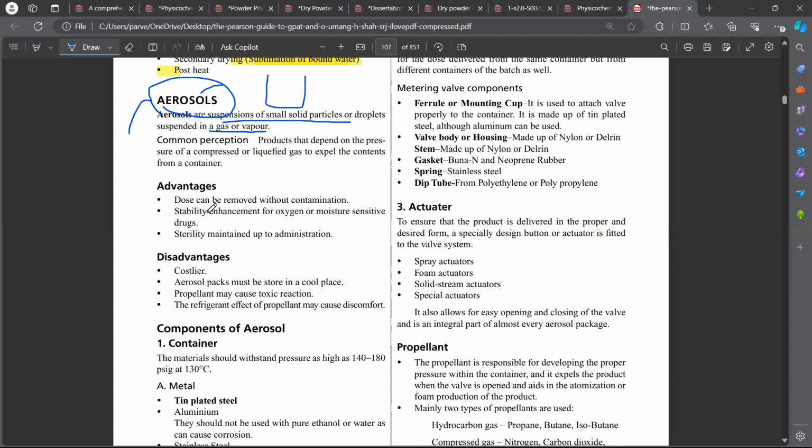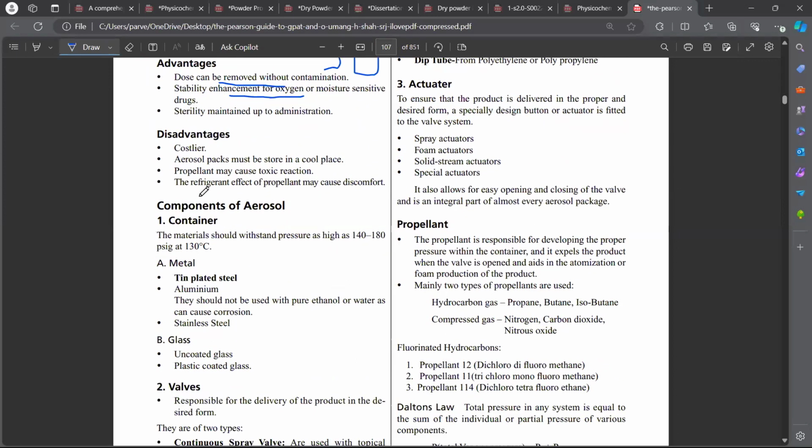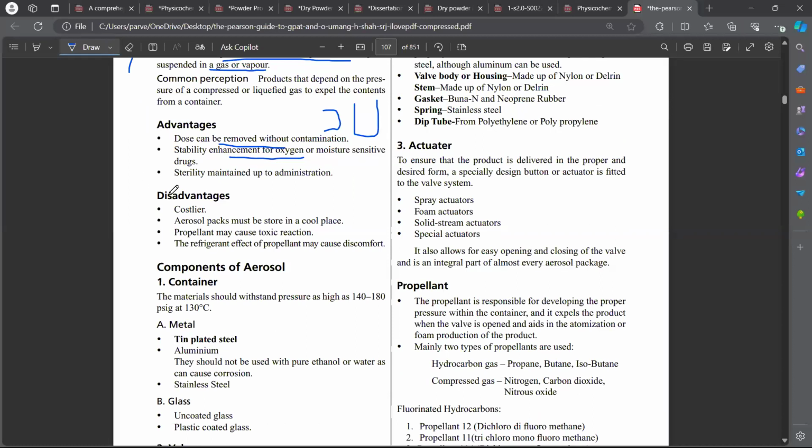The advantages are that doses can be removed without contamination, stability enhancement, and protection of oxygen and moisture sensitive drugs. Because the drug is enclosed within a device, instability issues caused by moisture and oxygen are prevented by the device. While coming to the disadvantages, these are costlier. Aerosol packs must be stored in cool places because the container should be kept closed in a cool place, and the propellant may cause toxic reactions.